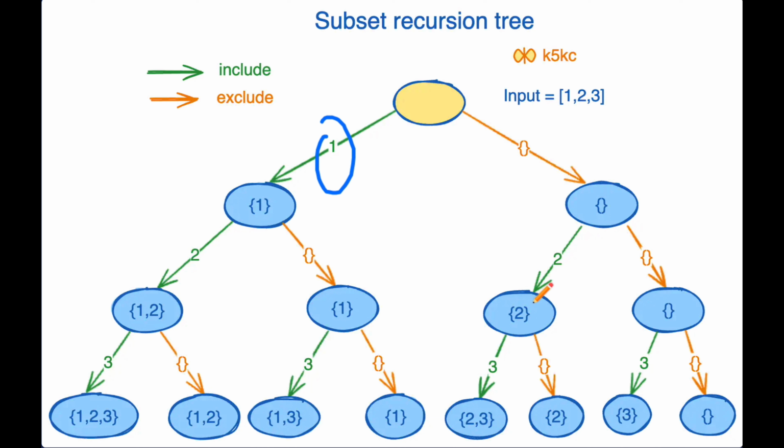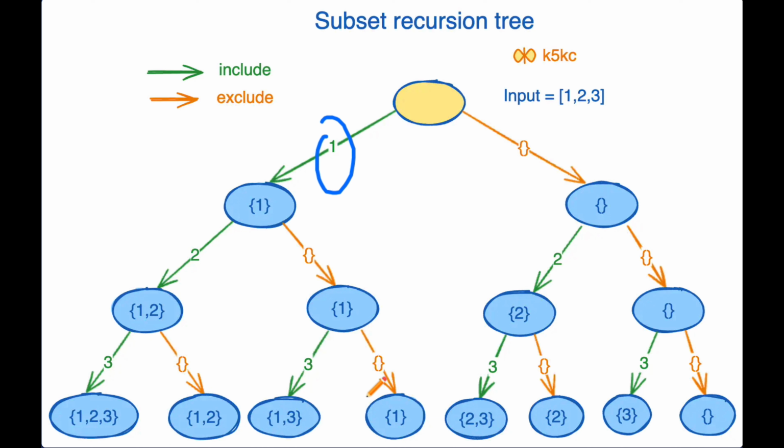Similarly, if we take 2 for the empty set, we will either get 2 or we will get an empty set. Then we go to the next element, which is 3, and we again decide, should we take 3 or should we exclude it? So the set becomes 1, 2, 3. If we exclude it, it will become 1, 2. Similarly, in this case, we will get 1, 3 or 1, depending on whether we include or exclude. In this case, we will get 2, 3 or 2. And finally, it will become 3 or empty.